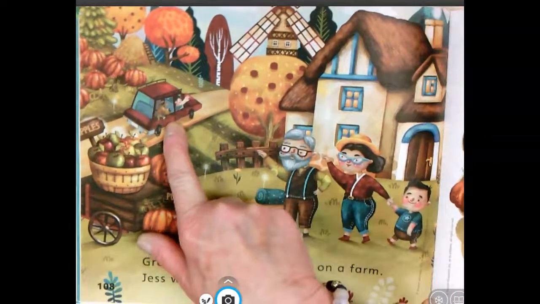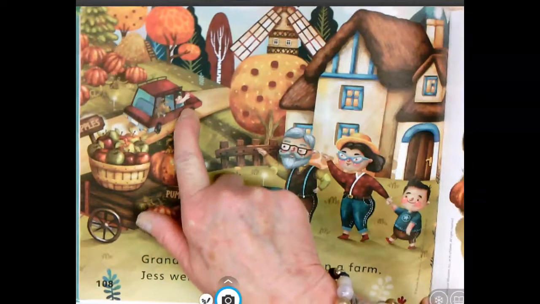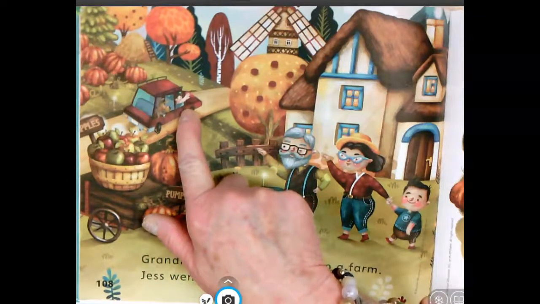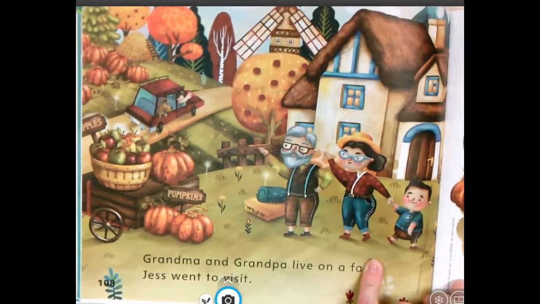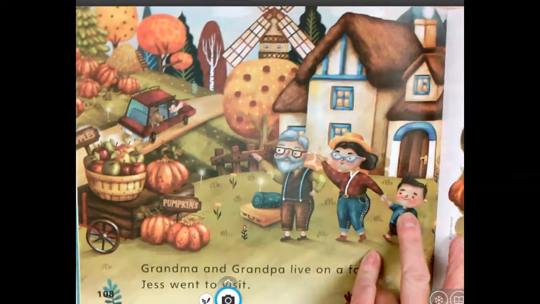But who's leaving? She's waving bye. Maybe his family is leaving. Maybe they dropped Jess off to visit his grandma and grandpa by himself. Let's look at the next page.